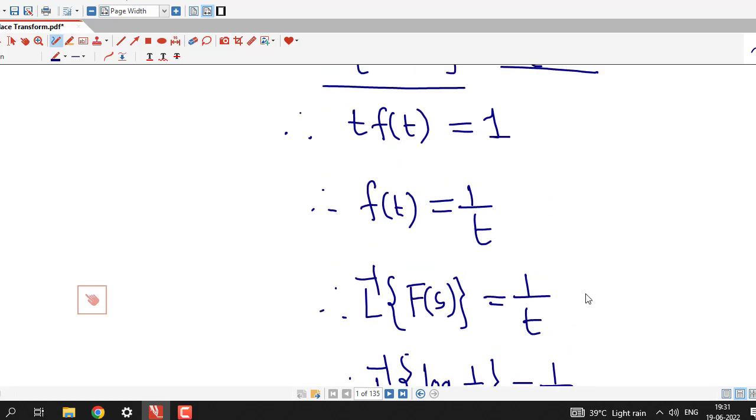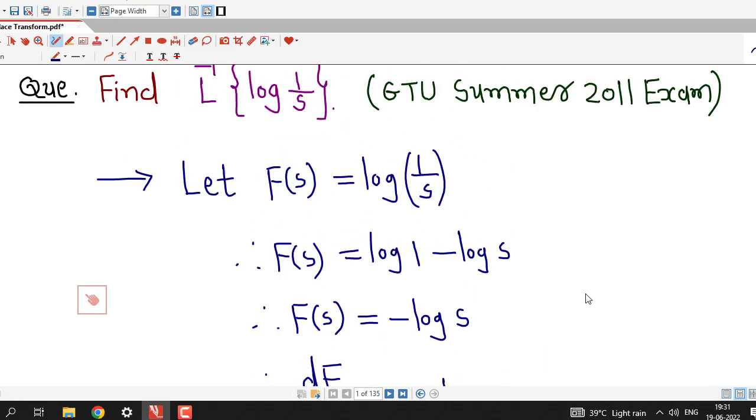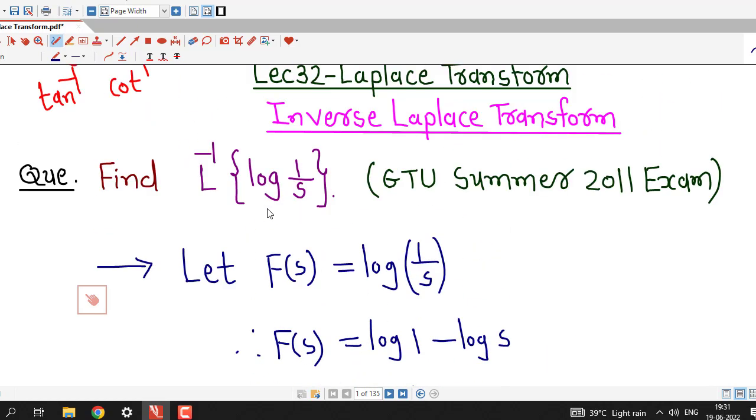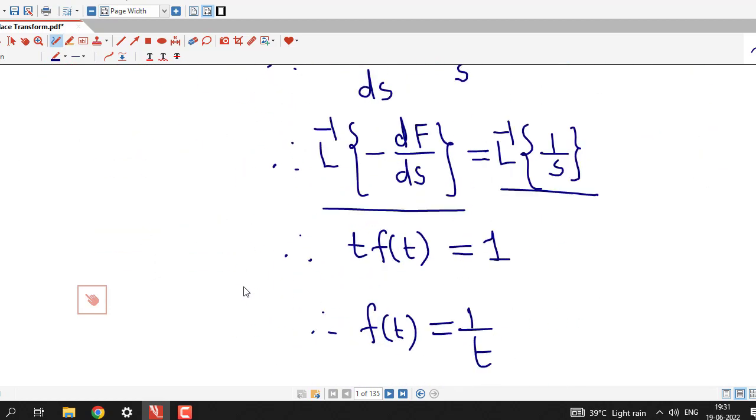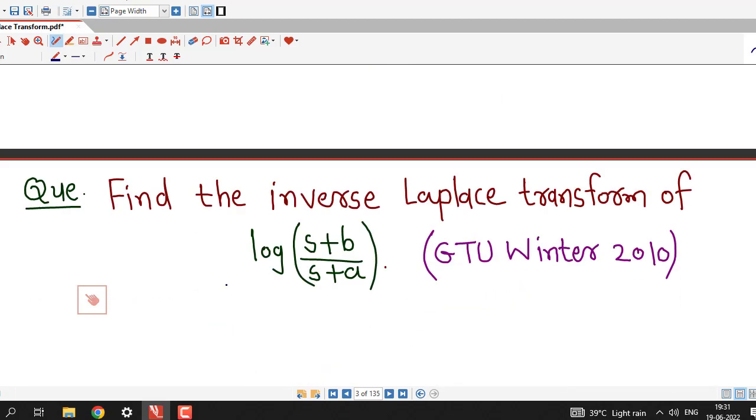So this is a very easy method. Whenever your function of s contains a logarithmic or inverse trigonometric function, then you can find the inverse Laplace transform using this method. We can discuss one more question also.